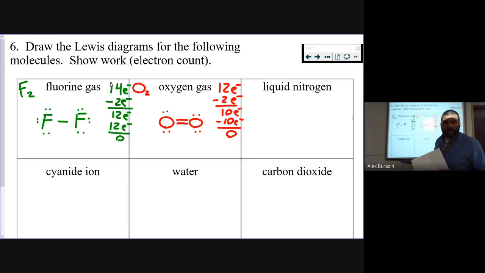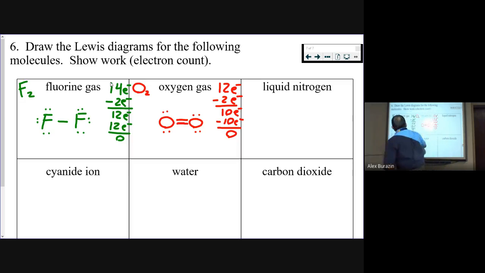Oxygen gas, O2, has a double bond between those oxygens so that both of those oxygens can satisfy the octet rule. All right, I'm going to give you a shot at liquid nitrogen. The formula for liquid nitrogen is the exact same as it is for nitrogen gas. It's N2, it's another diatomic.